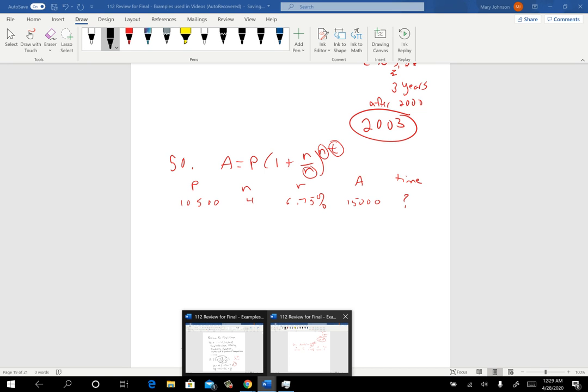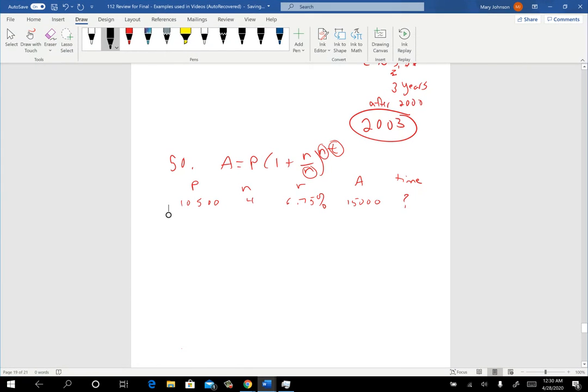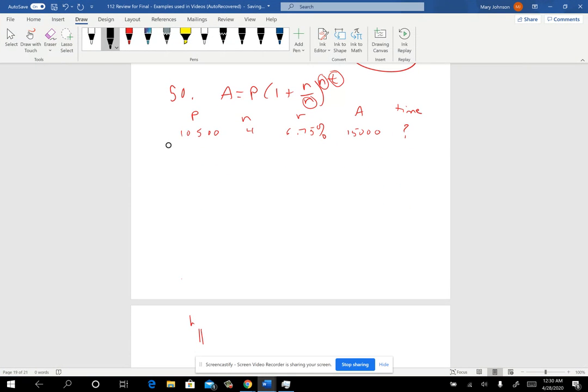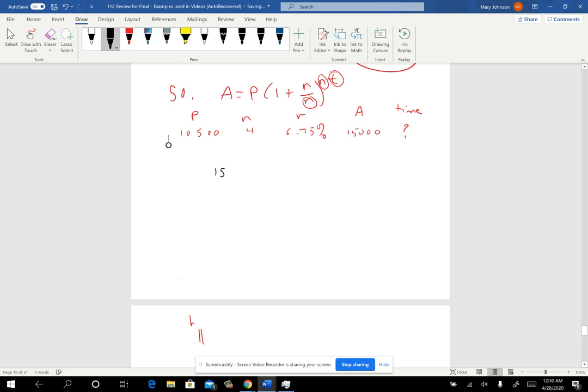I meant to set up problem number 50. Problem number 50 came from that compound interest project. So you probably are okay with that one, but let me go ahead and plug everything in. So 15,000 was the amount accumulated, goes in for A. 10,500 was the amount invested. That's your principal. That's your P.